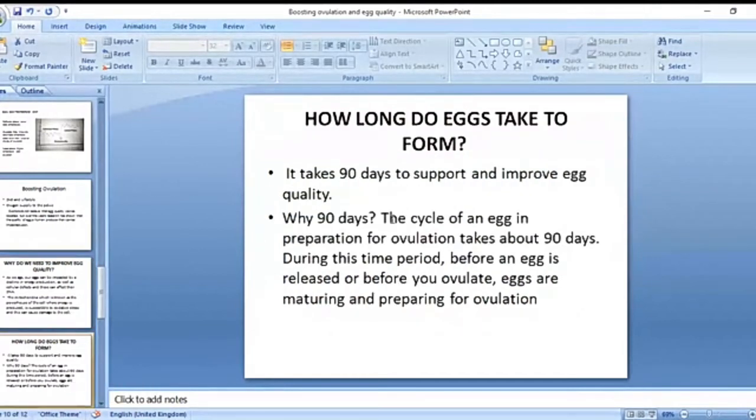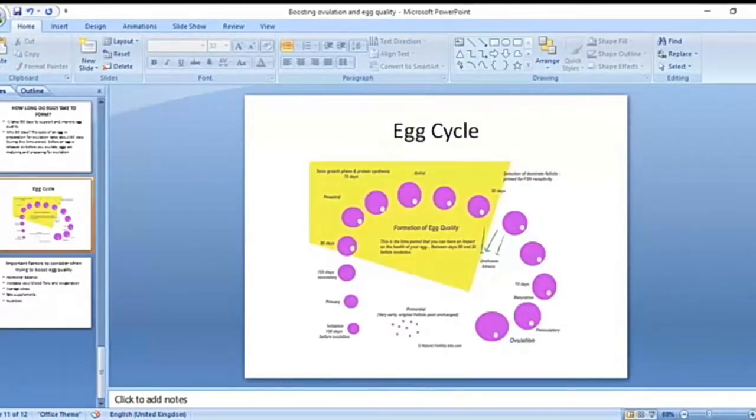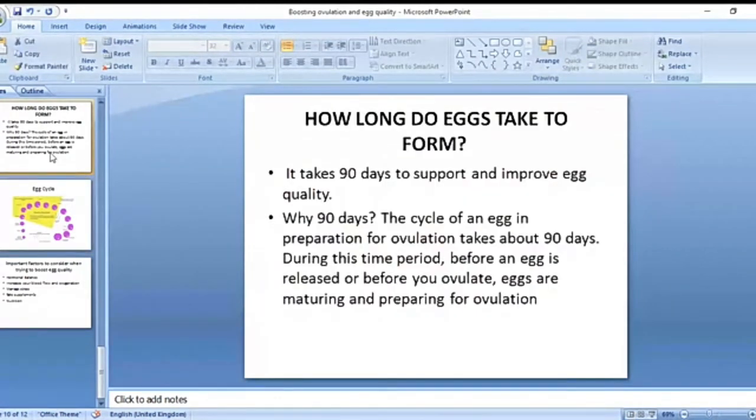How long does it take to work on egg quality? It takes 90 days to support and work on egg quality.